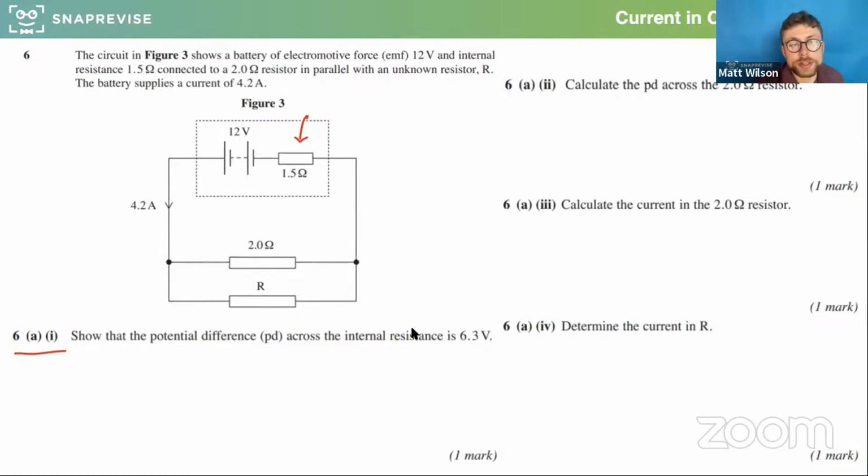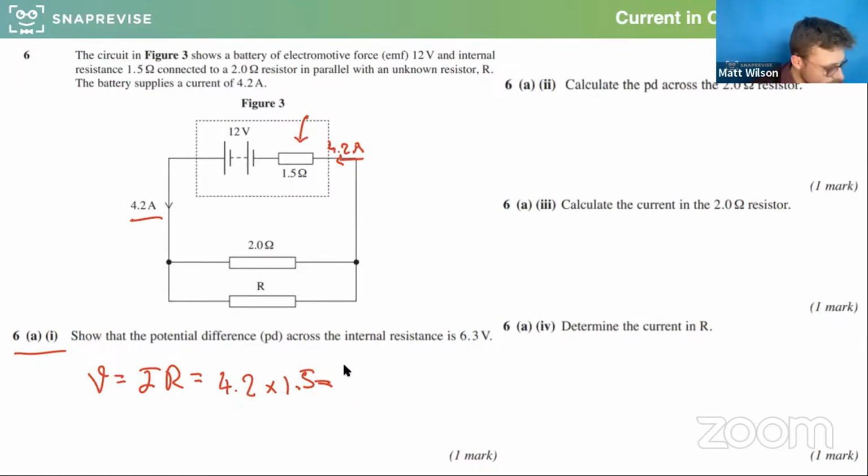So how can we figure this out? Well, we already know everything we need. The current is 4.2 amps, and that is the same current that's going through here. If you track it back, we have 4.2 amps going in. If we know the current and the resistance, the potential difference is, by Ohm's law, current times resistance. So it's going to be 4.2 amps times 1.5 ohms. Chuck that in a calculator and you should get 6.3 volts.